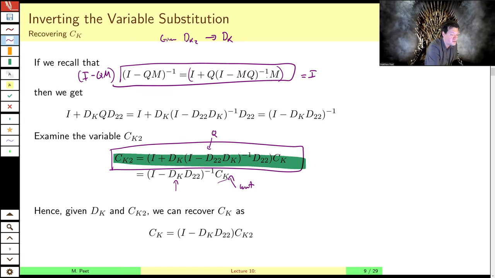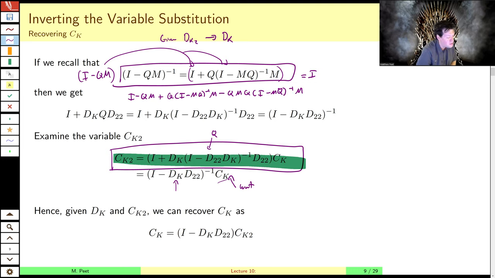multiply I minus QM times this matrix here, and we get, well, I minus QM first gets multiplied by the identity, so we have an I minus QM there. Then I minus QM gets multiplied by this term. So there's two parts to this. First is the identity times this bit, so we'll just write that in, plus Q(I minus MQ) inverse M. And then there's the minus QM times this bit here. So minus QM times this bit here, and we get I minus QM, and then the whole thing, Q(I minus MQ) inverse M.